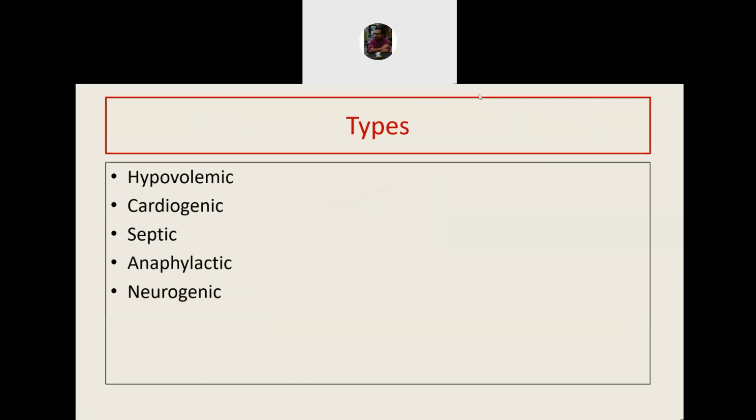Shock can be broadly classified into 5 types. For simplicity, I'll classify it first into 3 types. As we see, if the blood volume is less, it is called hypovolemic shock. If the pumping of the heart is less, that is, cardiac output is less due to heart failure, then it is called cardiogenic shock. And whenever there is abnormal vasodilation, and this causes a decrease in the forward pressure of the blood, that is called distributive shock.